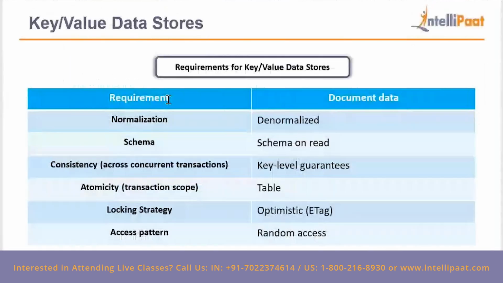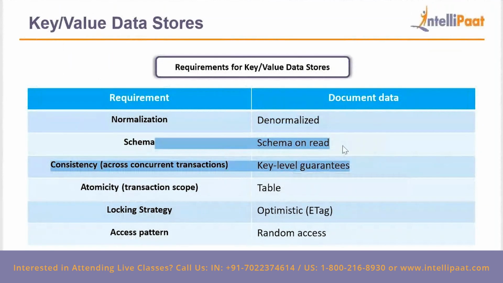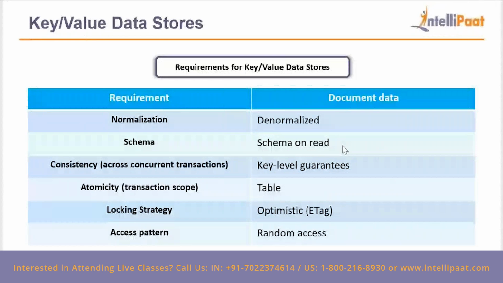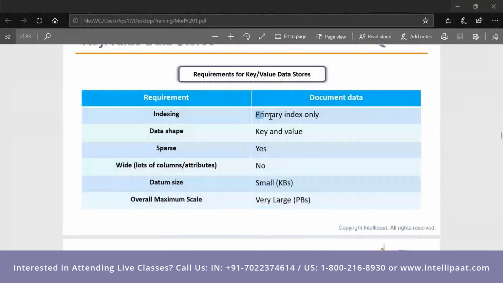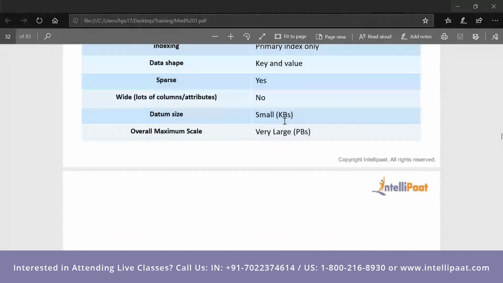Now here the requirements are, again, data is denormalized, schema on read. So whenever we are reading the data, we need to provide the schema beforehand and then it will read. Consistency is maintained at the key level. Atomicity is at the table level. Locking strategy is again optimistic. Access pattern is random. It supports primary index only, unlike the other two where it was supporting both primary and secondary. Data shape is a key value pair. This also supports sparse data, but it does not support wide data. The data size in this case is small.